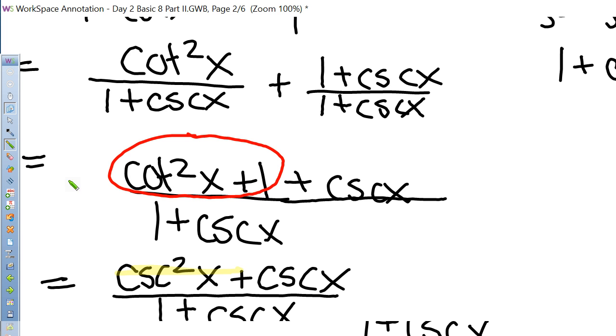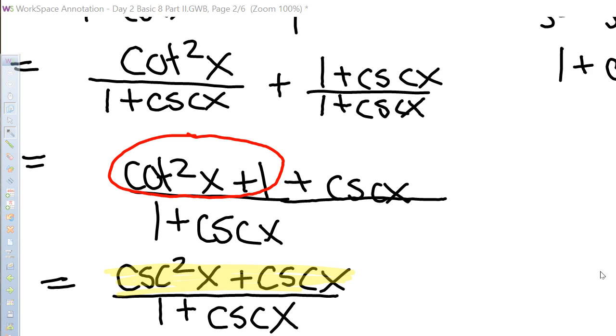Look at the numerator. Do you see anything in common? They both have a cosecant. You could factor. GCF. What's the GCF for the numerator? Cosecant. So factor out the GCF, cosecant of x. What would go in the parentheses? Cosecant of x plus 1. And in the denominator we have 1 plus cosecant of x.